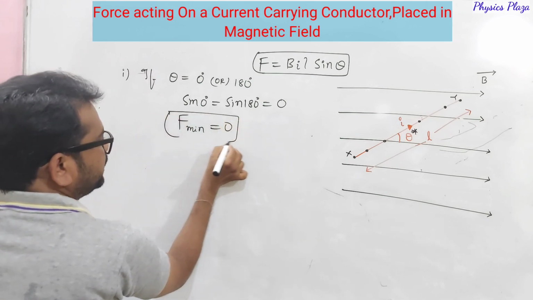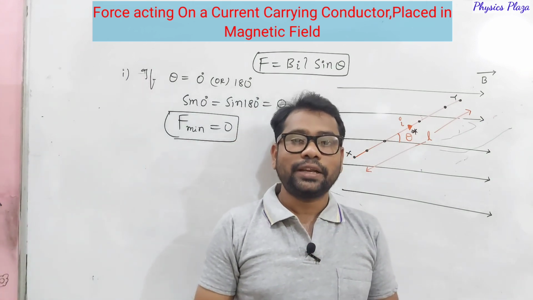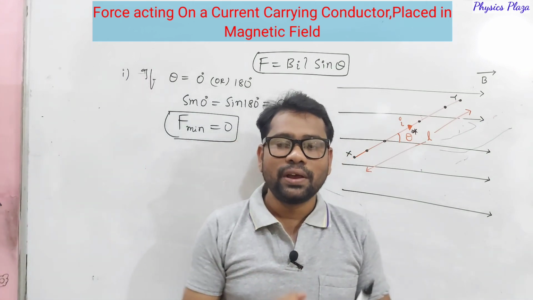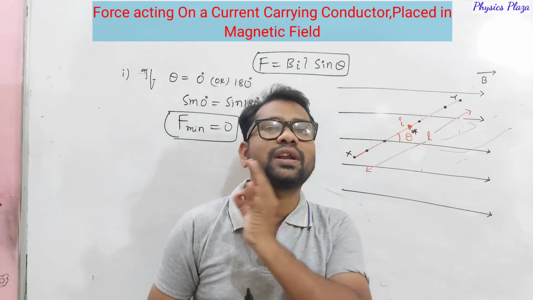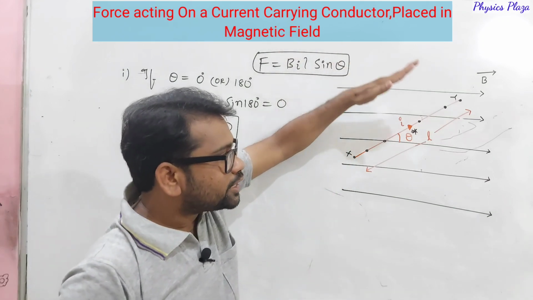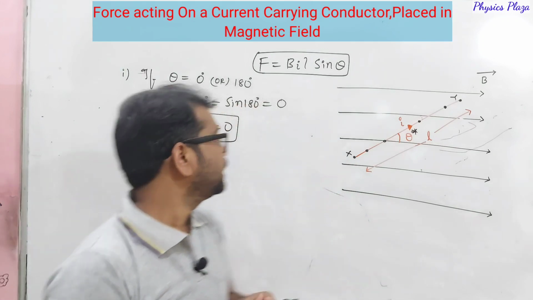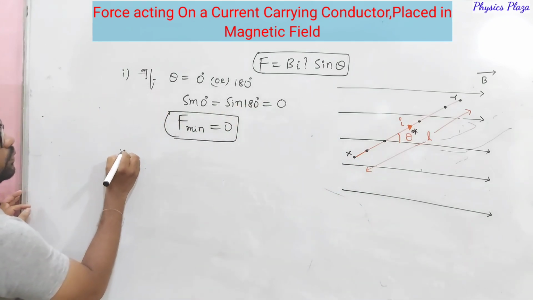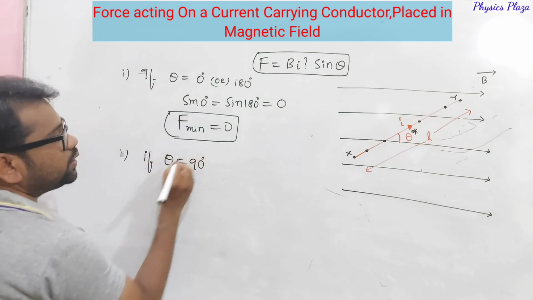Children, it's very important. In the exam they may ask the question: when does a current carrying conductor experience minimum force when it is placed in a magnetic field? It's a one word answer. You should write that when a current carrying conductor is placed in the direction of the magnetic field, it experiences minimum force, that is 0. And the second point is that if theta is equal to 90 degrees, which means what, children?